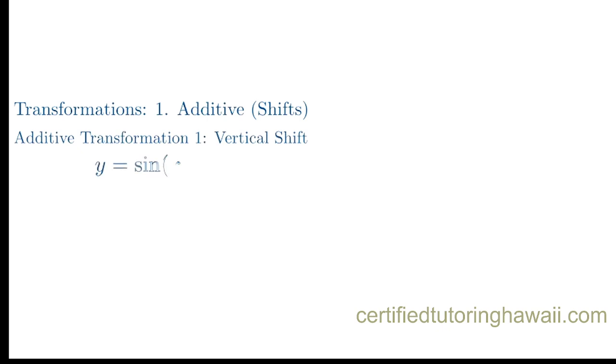Now, let's explore how we can change these basic graphs. We do this through transformations, which can be additive or multiplicative. We'll focus on additive transformations first. These transformations shift the graph without changing its shape. The first additive transformation is a vertical shift. The equation for this is f of x equals sine of x plus d. Here, d determines the shift. If d is positive, the entire graph shifts up. If d is negative, it shifts down.